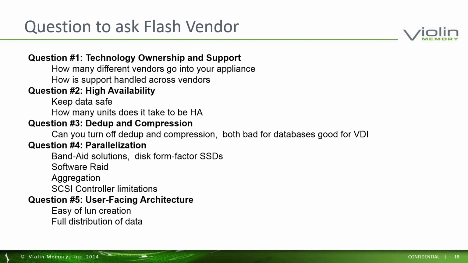Dedupe and compression. Dedupe and compression are great, and they're very good for VDI environments, but they can be very bad for database environments because there's too much behind-the-scenes processing going on to dedupe and compress the data. You're actually better off being able to turn that off. And if you can't turn that off at the one layer, then you're going to create slowness at the underlying layer. So if it's inline dedupe you can't turn off, then it's going to be a problem in your performance.